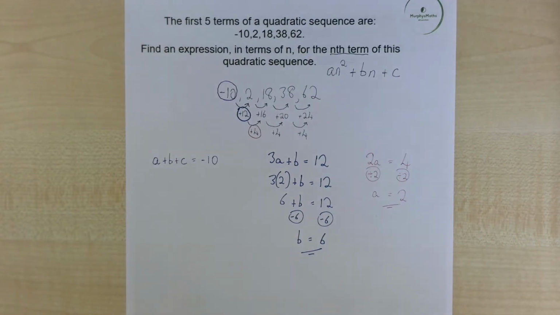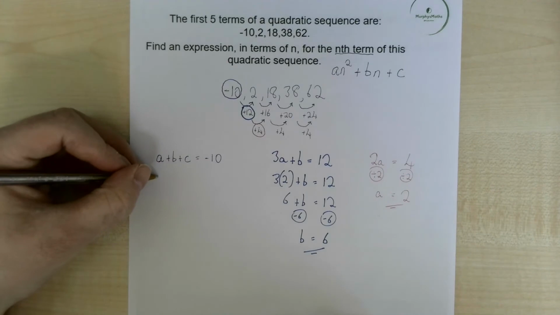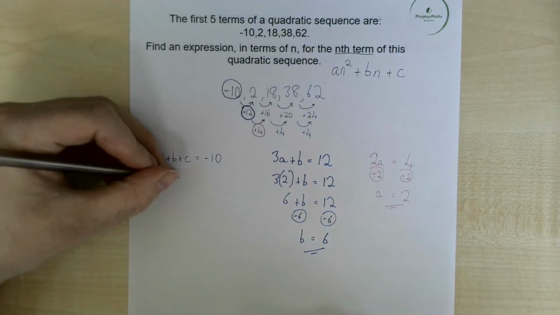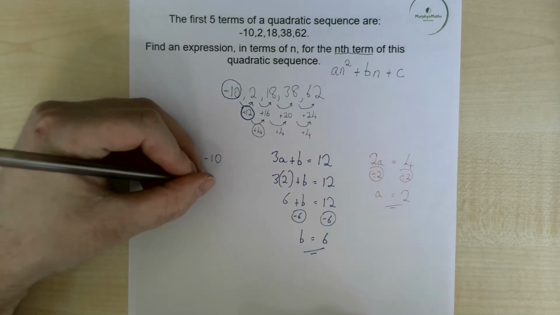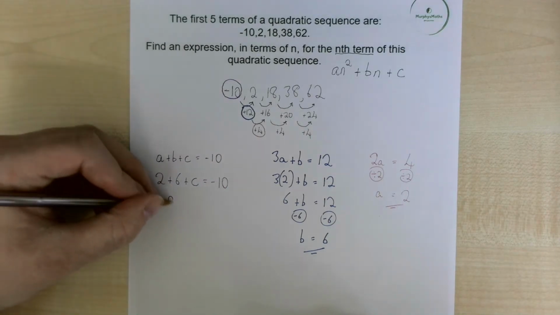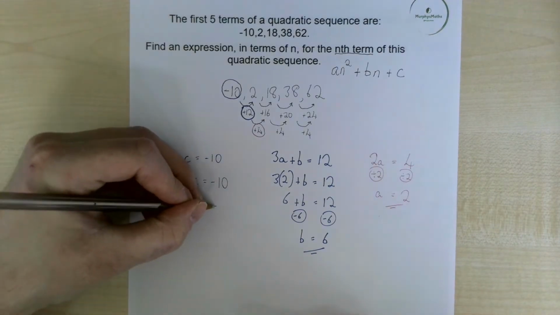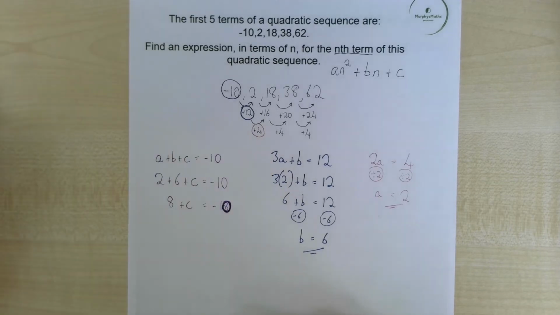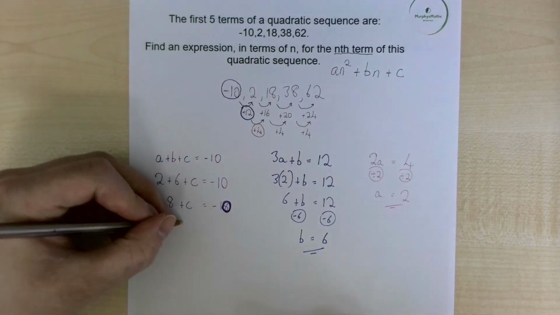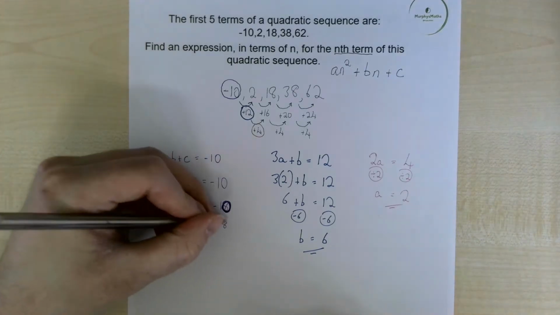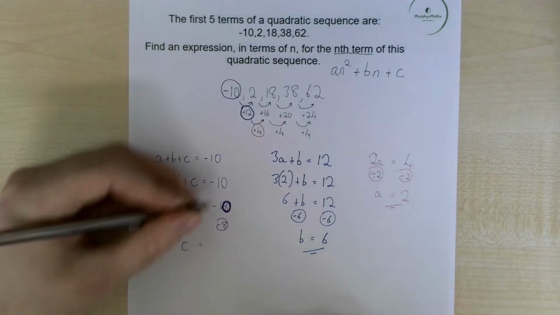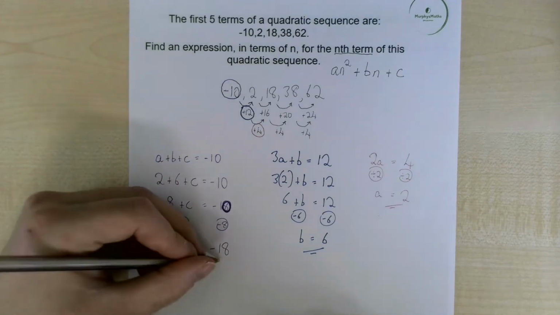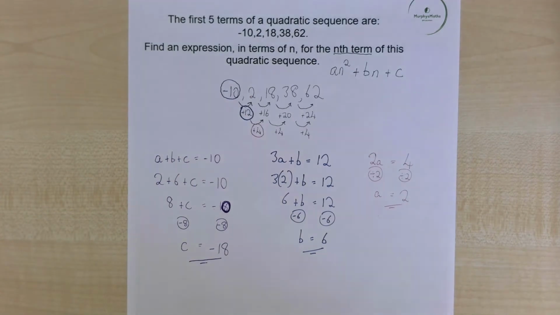Finally, we know that a is 2. We found that earlier on. We know now that b is 6, plus something is equal to minus 10. So 8 plus something is equal to minus 10. Oh, jumping ahead there a bit. Take 8 away from both sides. So minus 10 minus 8 is minus 18. And that is your solution for c.